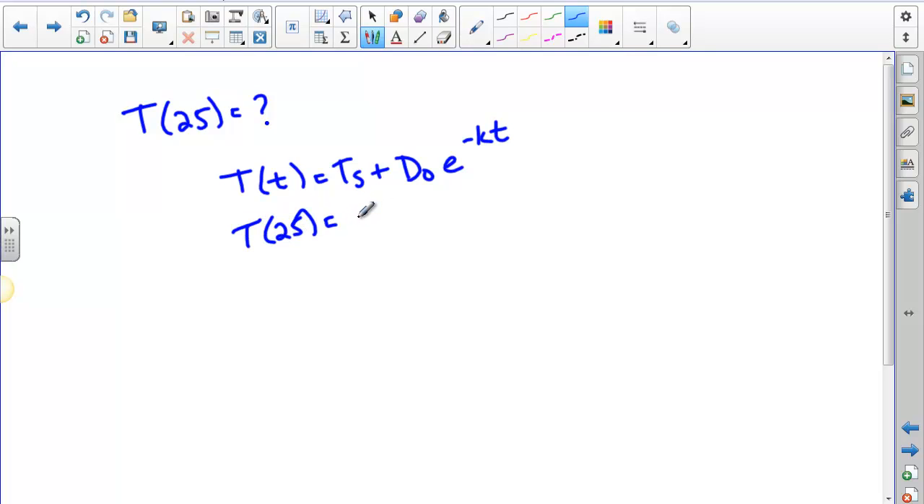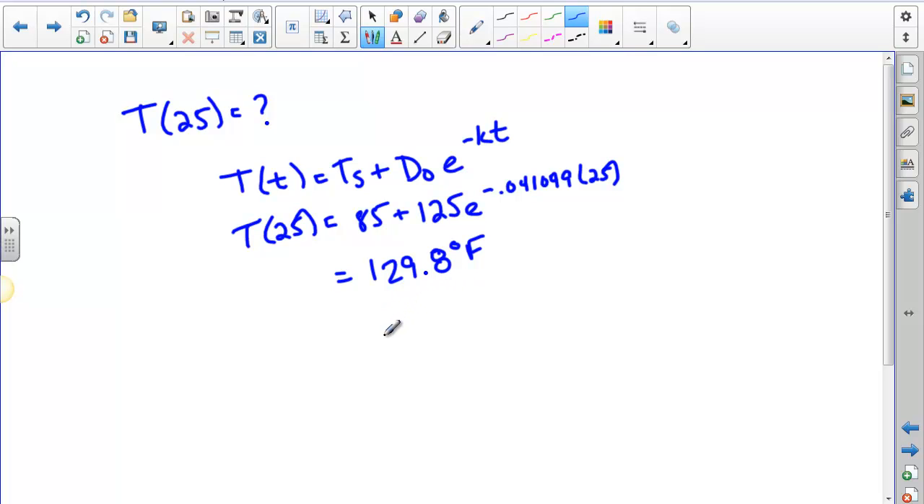I know the temperature of the surroundings was 85 degrees. I know D sub 0 is 125 degrees. I know now that k is 0.041049 and t is 25 minutes. The nice part about this is I simply plug it all into my calculator, and when I do that all at once, I get 129.8 degrees Fahrenheit. And so that is the temperature after 25 minutes.